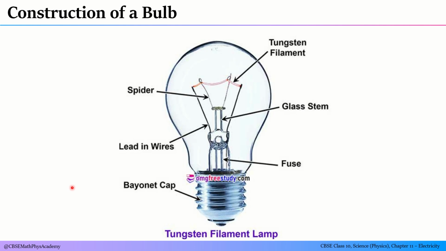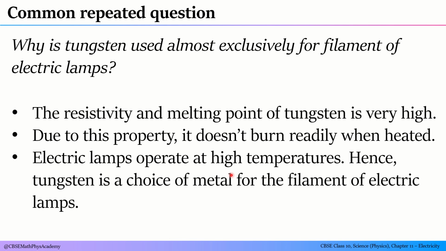Now we'll see the construction of the bulb. The filament I was talking about, the tungsten filament, comes here. This is the filament, which has a melting point of about 3000 degrees and a high resistance. These are the wires which carry the electric current to the filament, and these are the other parts. Here you can see the fuse too. When a very high current flows, the fuse will blow and protect the bulb. So this is the construction of a typical tungsten filament bulb.